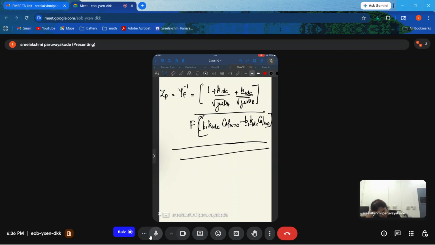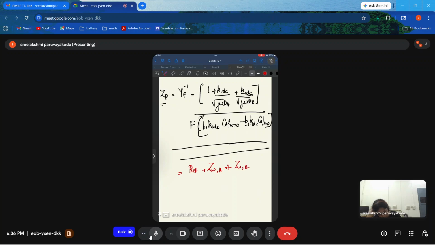See here, we have written the expression ZF equal to YF inverse equal to 1 plus K1 DC by root of J omega dA plus K minus 1 DC root of J omega dB, the whole divided by F plus B1 K1 DC CA at X equal to 0 minus B minus 1 K minus 1 DC CB at X equal to 0. This is sum of RCT plus the warburg because of the reactant and the warburg due to the product.